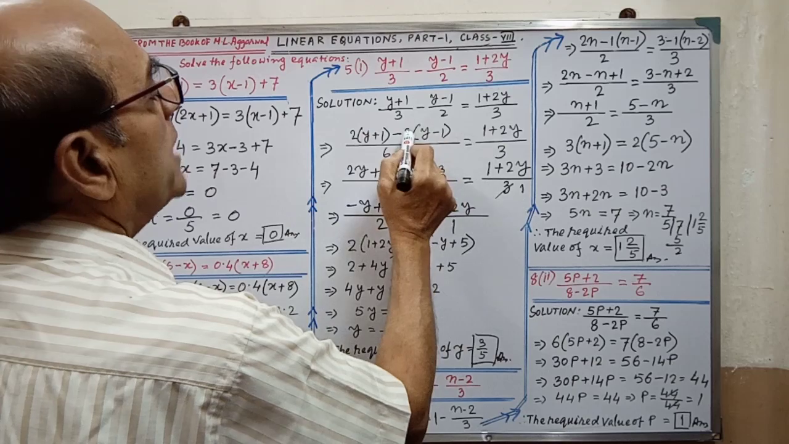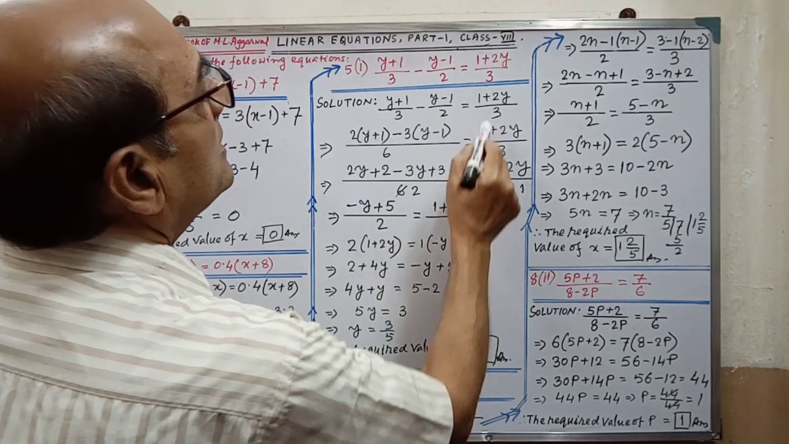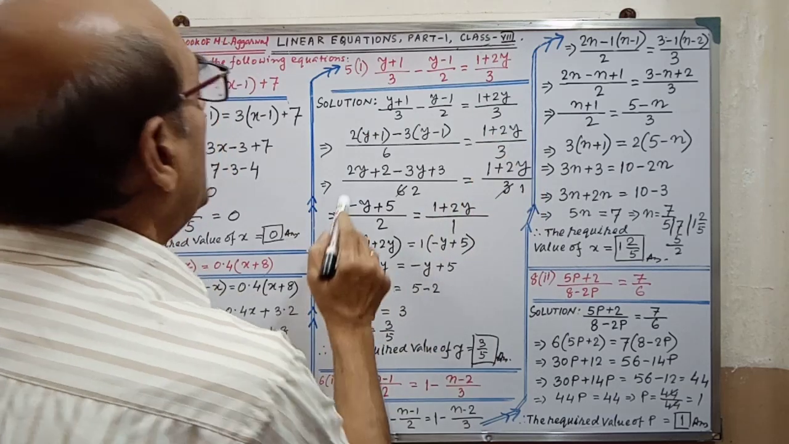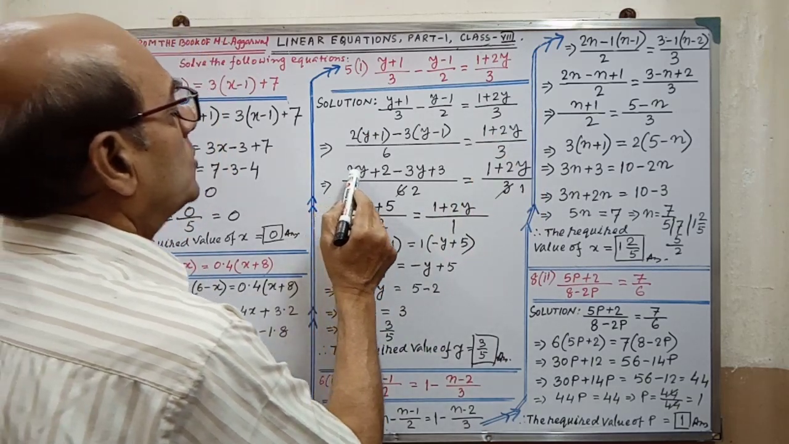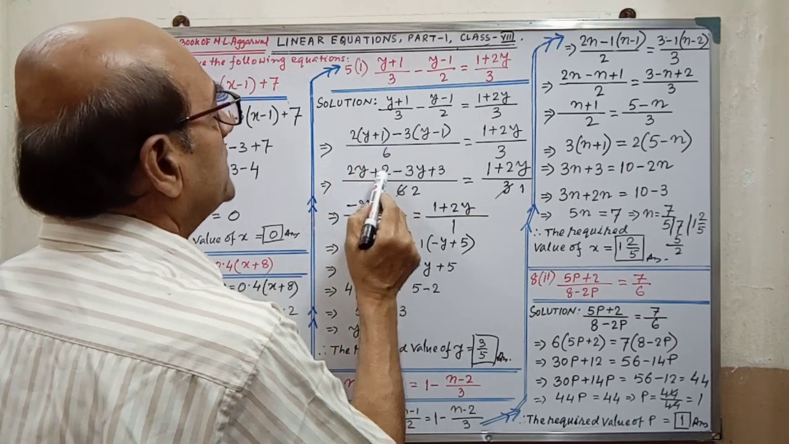6 divided by 2, that is 3. 3 into y minus 1. This here will remain as it is. Then we have to simplify. By simplifying we are getting 2y. This and this will multiply, and 2 into 1, that is 2.